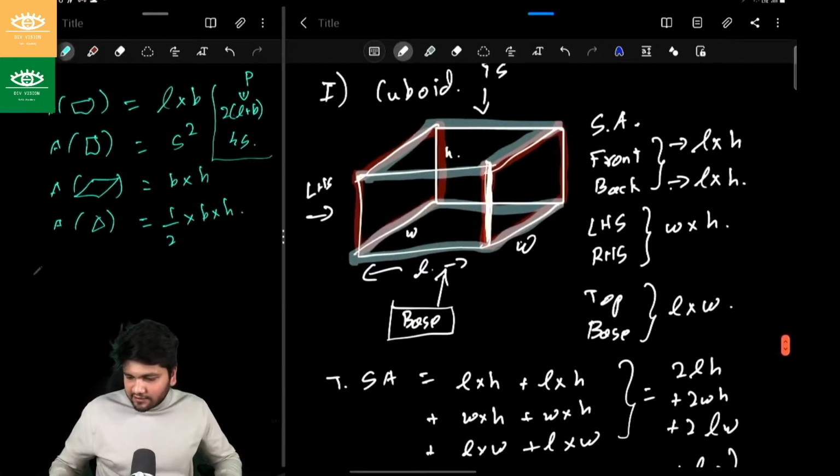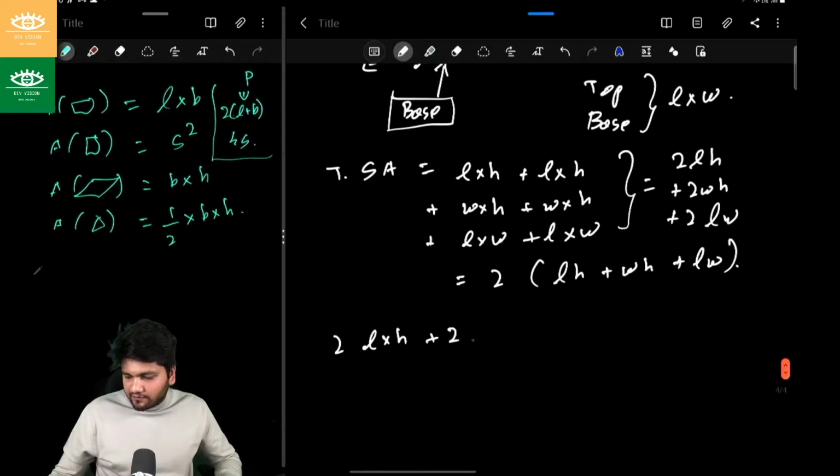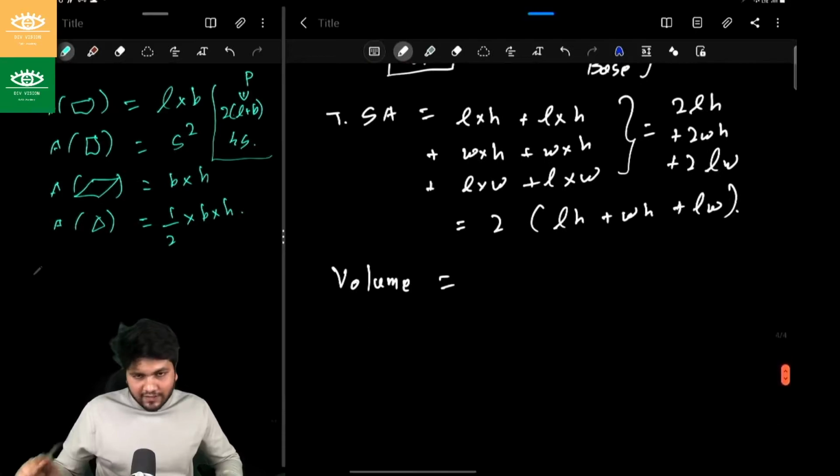And LHS, RHS is going to be width into height plus 2 times width into height. So that's all lateral surface area. So anyways, if you talk about volume, volume is always easier. Volume is going to be, always remember, volume is area times height.